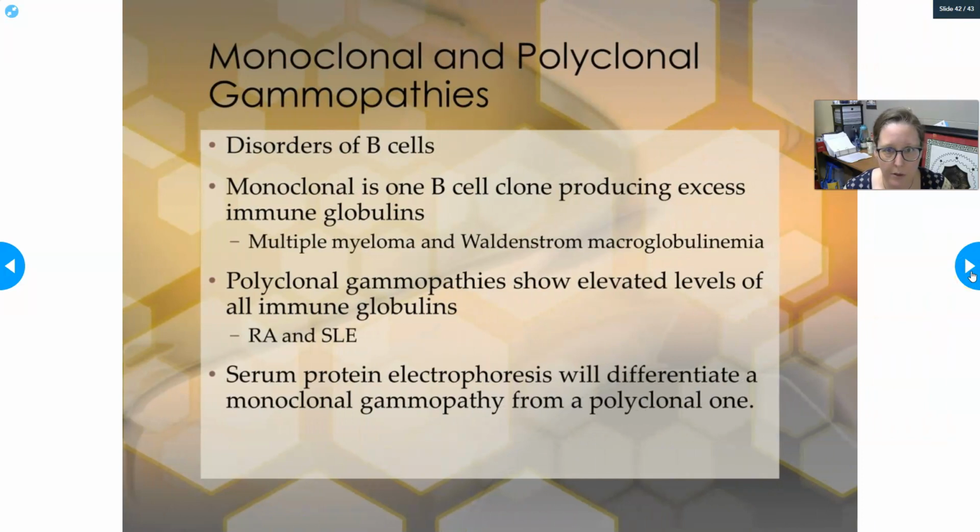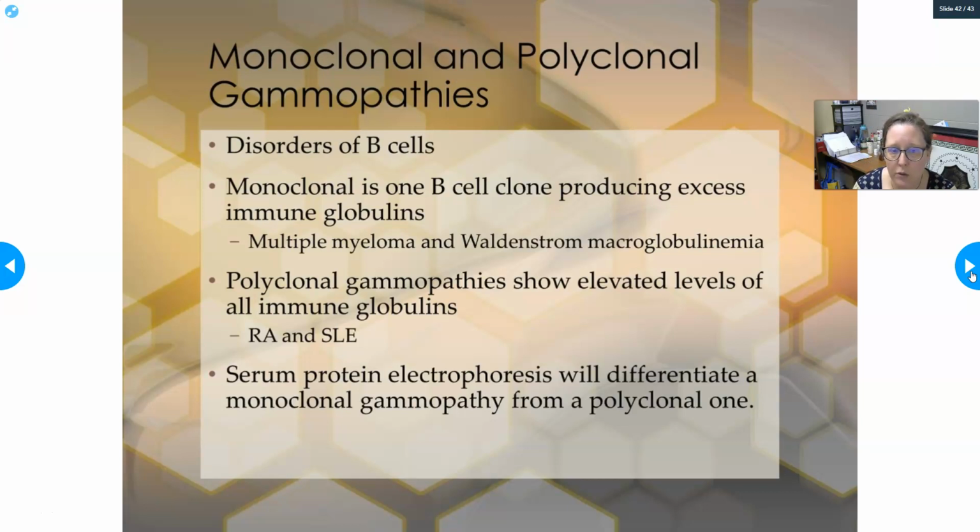Next, we have monoclonal and polyclonal gammopathies. These are disorders of B cells, either producing too much of one type of antibody or too much of all of them. The monoclonal is simply one clone producing excess immunoglobulins. Multiple myeloma and Waldenstrom's macroglobulinemia are 2 examples of monoclonal gammopathies. Protein electrophoresis will show a really sharp peak in just the area of one of the immunoglobulins.